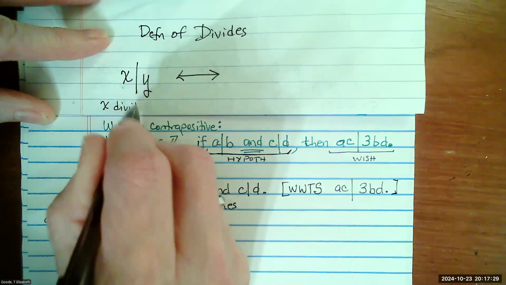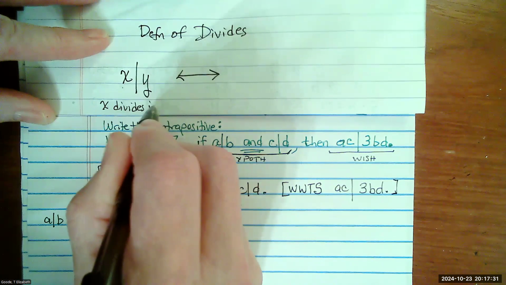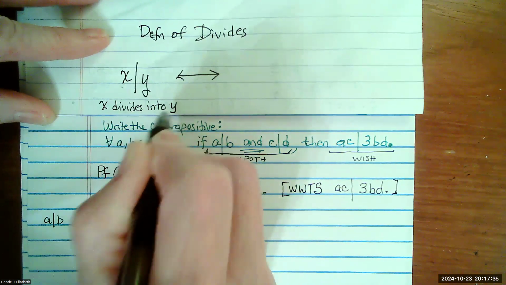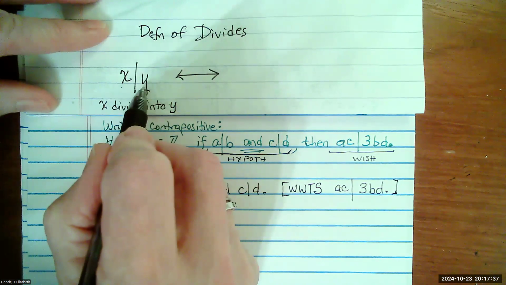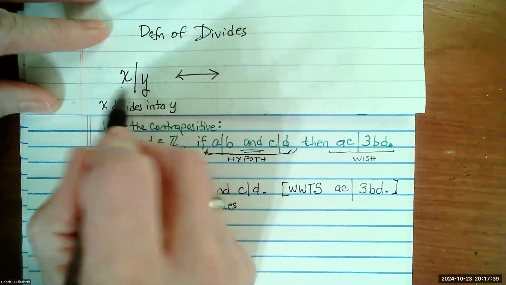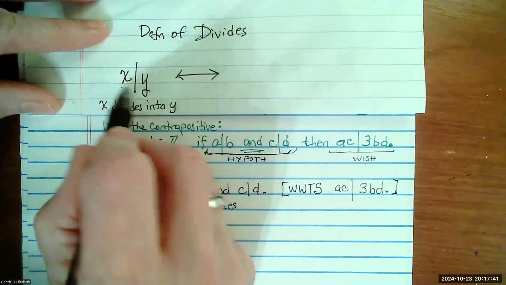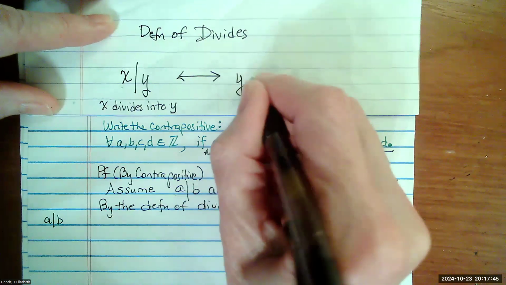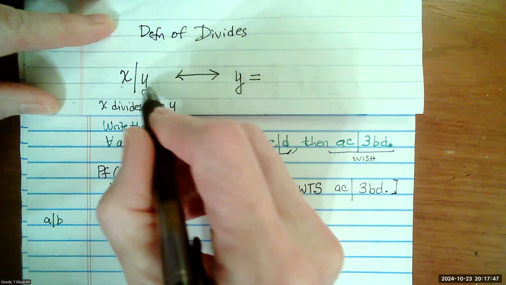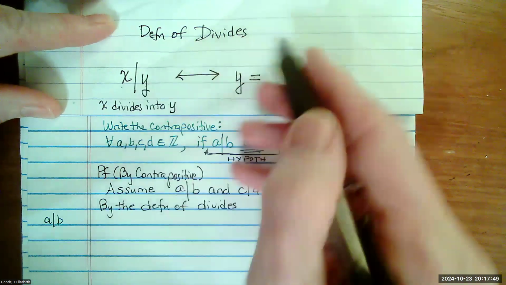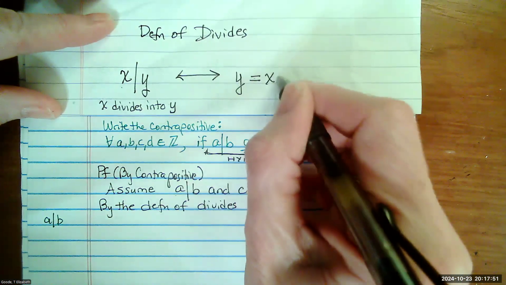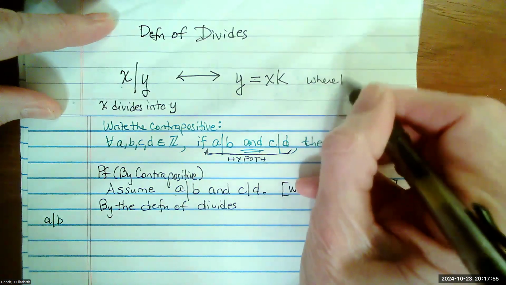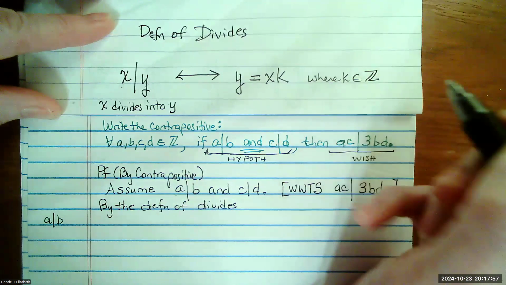X divides into Y. It's not X being divided by Y. X is dividing into Y. So Y cannot be smaller than X. X can be smaller than Y, right? Y could be the bigger one. They could be equal, but a lot of times Y is bigger. So Y is a multiple of X. So Y equals XK, where K is an integer. That's the right equation for divides.